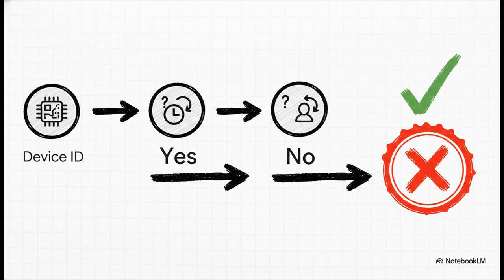That polite guest rule extends to privacy in a huge way. Instant apps are forbidden from accessing device identifiers that pass a simple 2-part test. 1, does it stick around after the app closes? And 2, can the user reset it themselves? If the answer is yes to the first and no to the second, it's completely off limits.